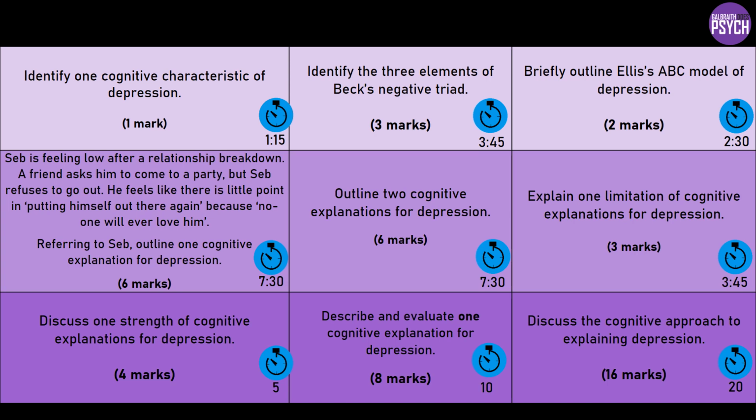Okay. Next one, we want to discuss a strength. So that's presenting a strength and then giving some development, possibly a counter argument. Okay, so a strength of cognitive explanations. What would I go for? Probably the best one is applications to treatment. That's a good one. So 1 strength is their real-world application.